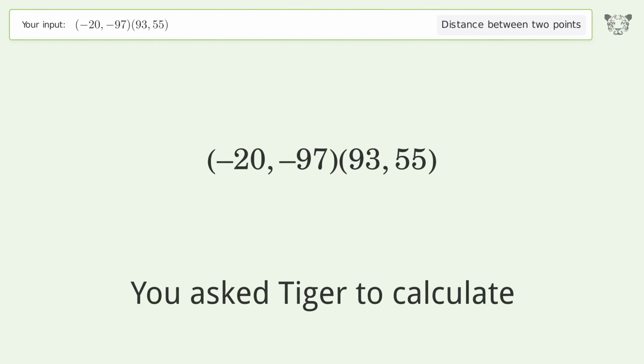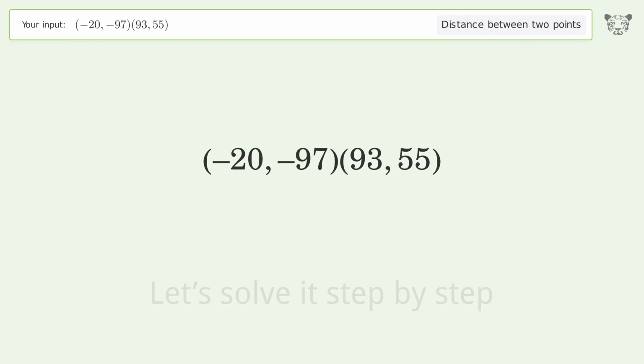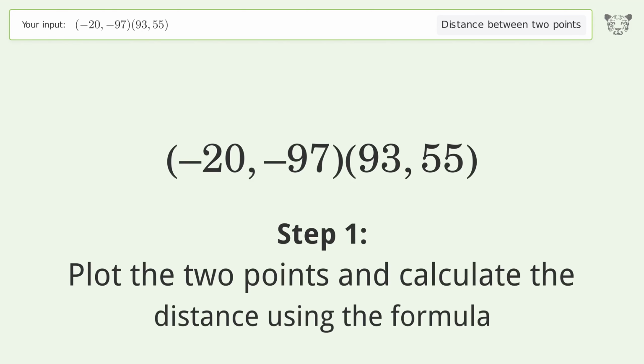You ask Tiger to calculate. This deals with the distance between 2 points. The distance between the 2 points is the square root of 35,873 or 189.402. Let's solve it step by step. Plot the 2 points and calculate the distance using the formula.